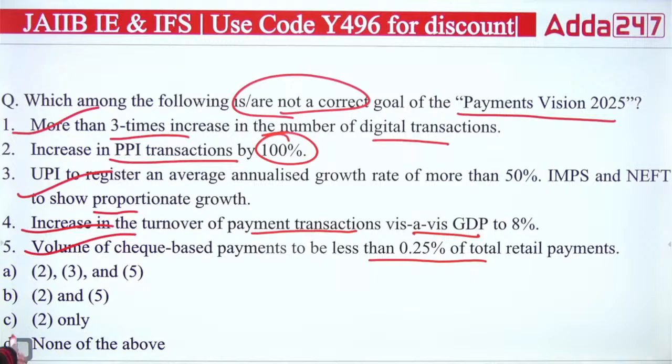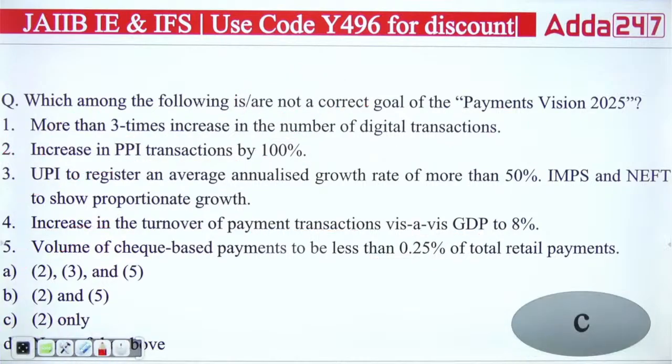So the right answer is actually only 2, that is C. It is not a target of your payment vision 2025 to increase the PPI transactions by 100%. It is not a target. So your right answer will be second only, that's the C option.